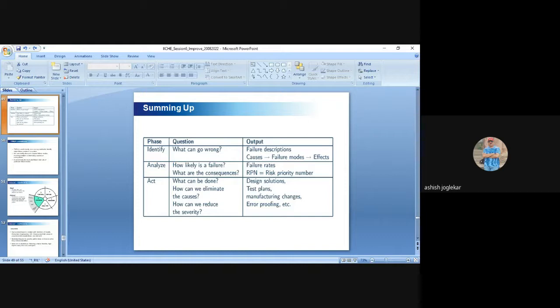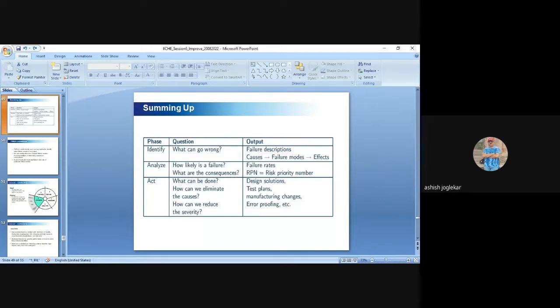One more thing, always remember that severity, occurrence, detection value cannot be 0. Any guess? Why can the value not be 0? Severity, occurrence, and detection value is never 0. It is from 1 to 10. Why? Anybody? Okay, no issue. You always remember that the RPN number is the product of severity, occurrence, and detection.